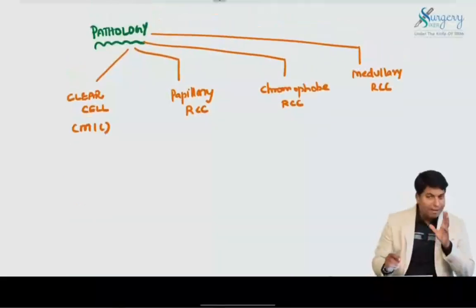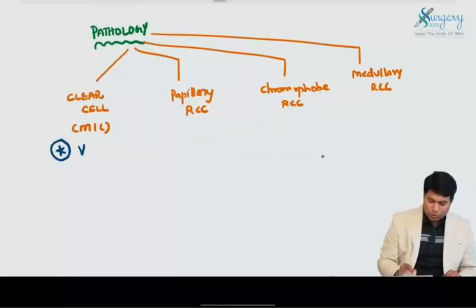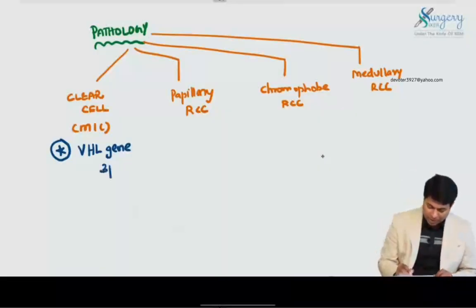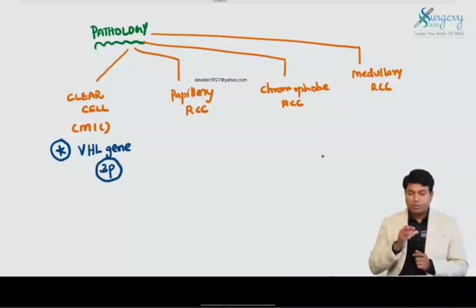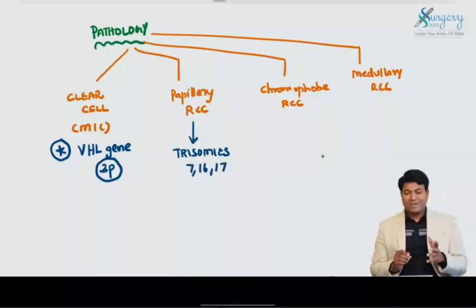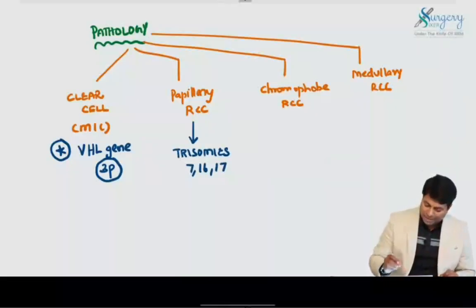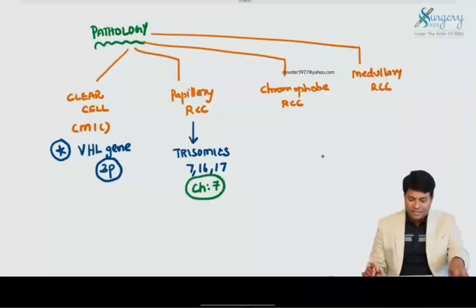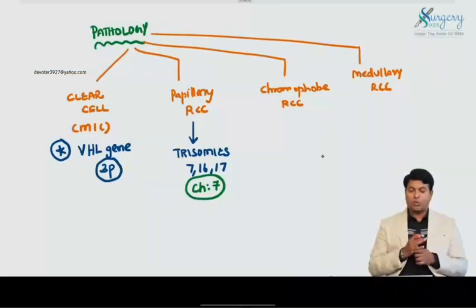Clear cell RCC is associated with VHL gene mutation, von Hippel-Lindau disease, seen on the short arm of chromosome 3, that is 3p. So 3p mutation causes clear cell adenocarcinoma. Papillary cancer is associated with trisomies like 7, 16, 17, and with chromosome 7 mutation. So clear cell cancer is associated with chromosome 3 mutation, the VHL gene, and papillary RCC with chromosome 7 mutation.